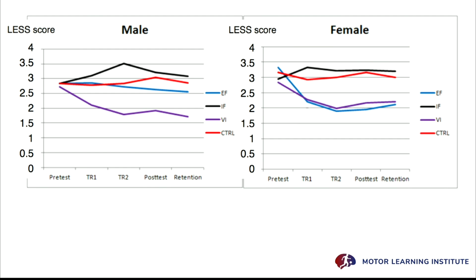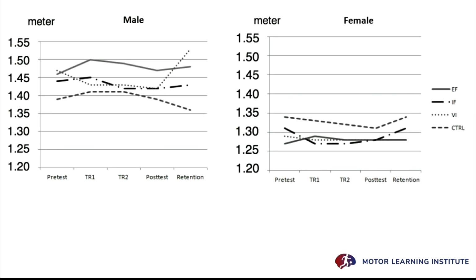Lowering the score in the external focus group, and what you see is also in the video group, where athletes were able to watch themselves. The athletes were able to improve their quality of movement while maintaining jump height performance.